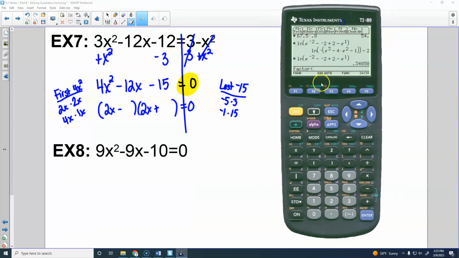This is TI-89, 4x squared minus 12x minus 15. Factor. It does not factor. I've made a bad problem.